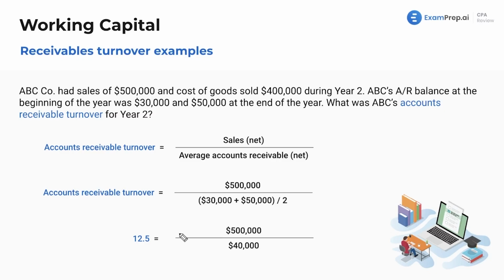Again, accounts receivable turnover is the number of times per year typically that a company is converting its receivables to cash. The days in accounts receivable, how many days on average it takes for a company to convert its credit sales into cash.